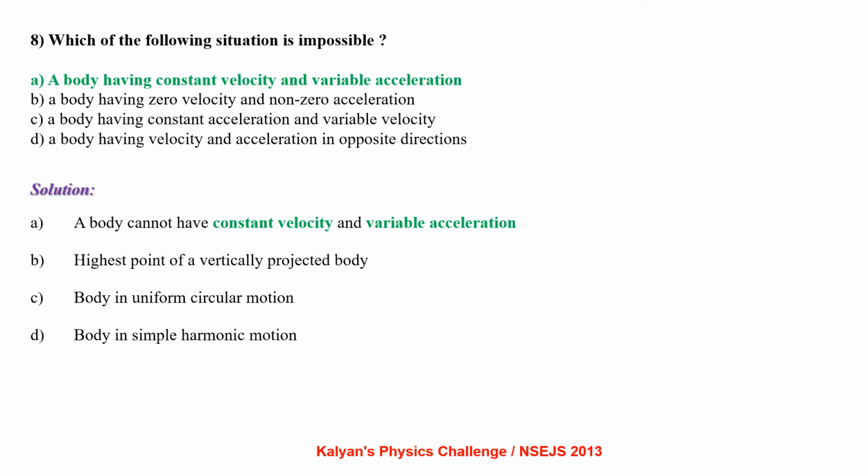Coming to statement B, at the highest point of vertically projected body, a body can have zero velocity and non-zero acceleration. A body moving in uniform circular motion can have constant acceleration and variable velocity. A body in simple harmonic motion can have velocity and acceleration in opposite directions.